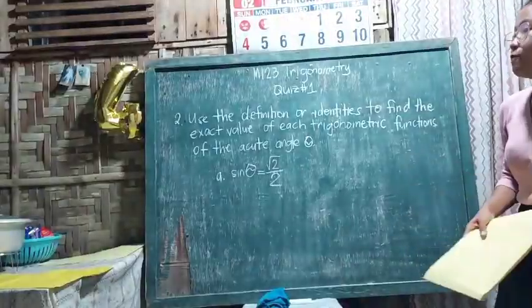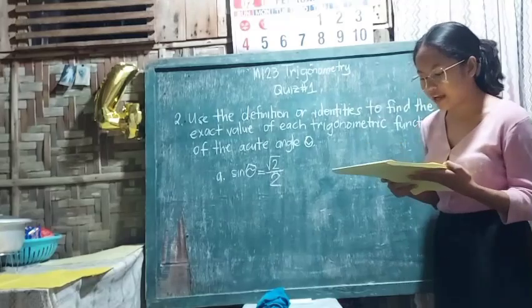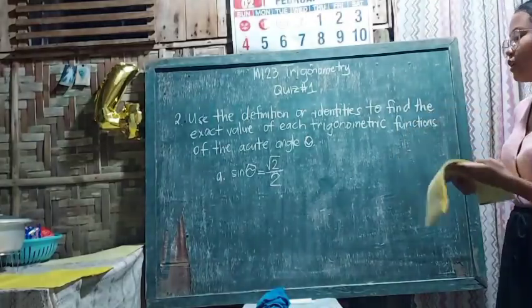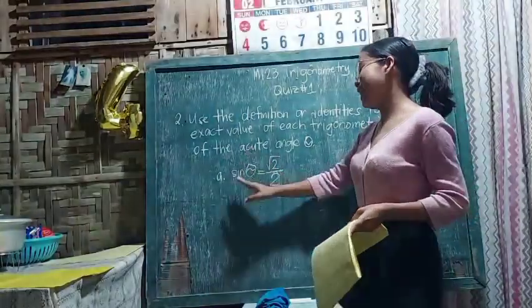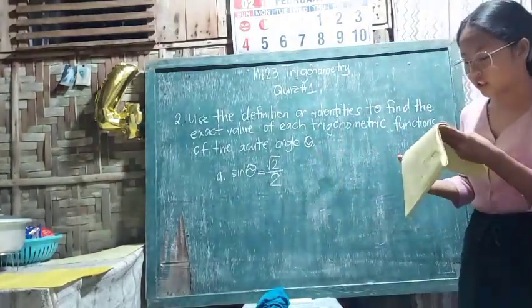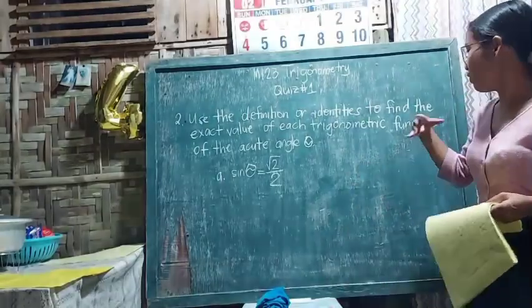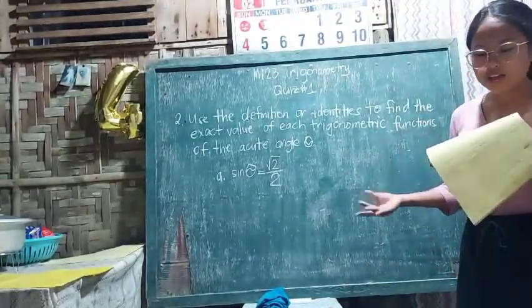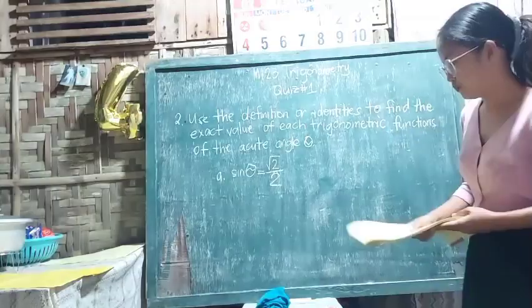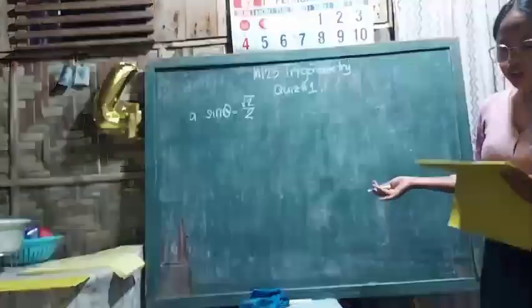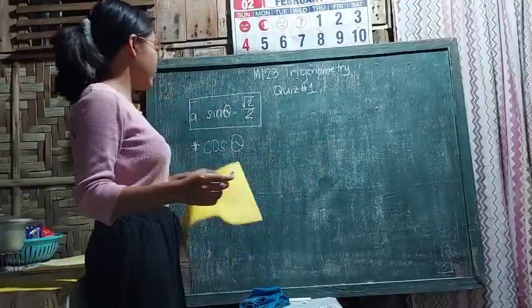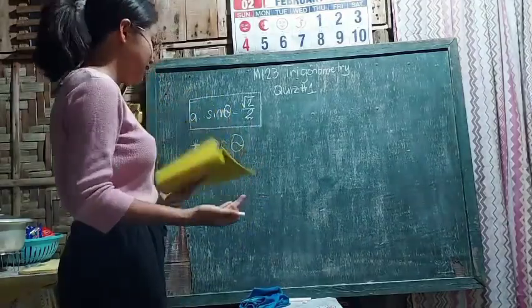Now for item number 2, use the definitions or identities to find the exact value of each of the remaining trigonometric functions of the acute angle theta. The first value here would be sine theta, which is equal to square root of 2 over 2. Now let's look for the other remaining trigonometric functions, which are the cosine theta, tangent theta, cosecant theta, secant theta, and cotangent theta. Now first, let's look for the cosine theta. We are going to look for the cosine theta using the Pythagorean identity.